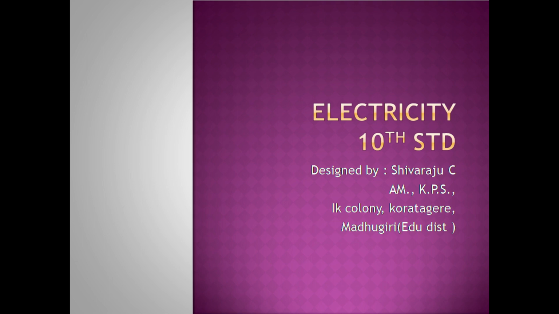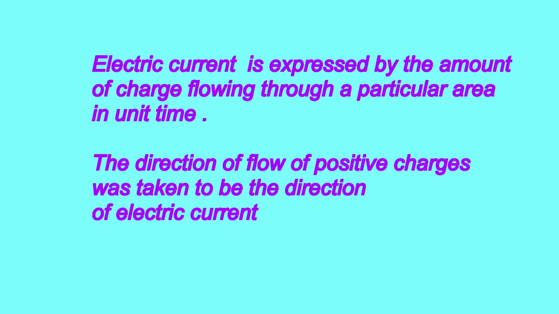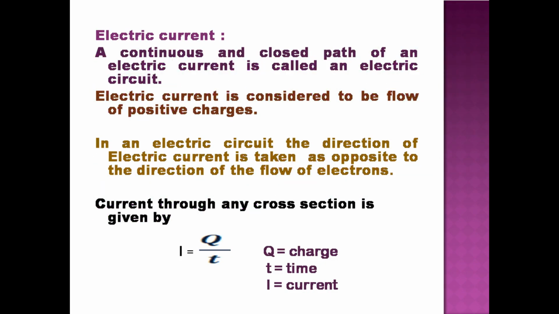Today let us study about the electricity chapter. Electric current is expressed by the amount of charge flowing through a particular area in unit time. The direction of flow of positive charges was taken to be the direction of electric current. A continuous and closed path of an electric current is called an electric circuit.